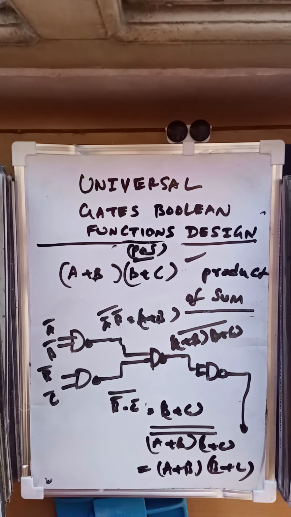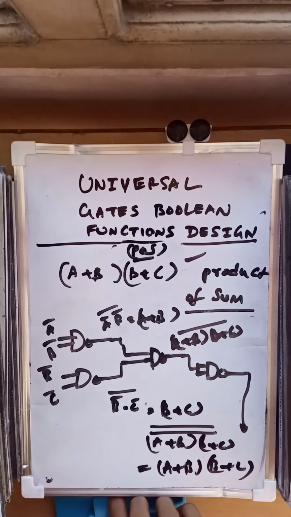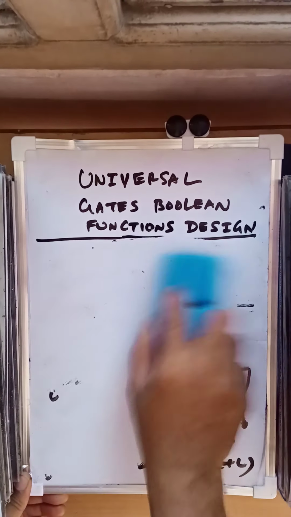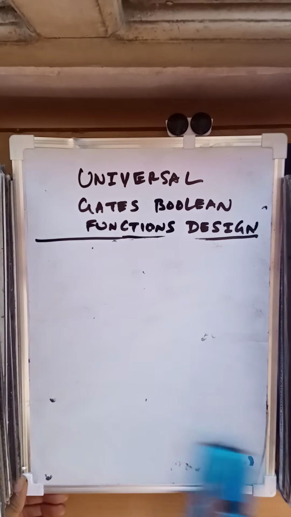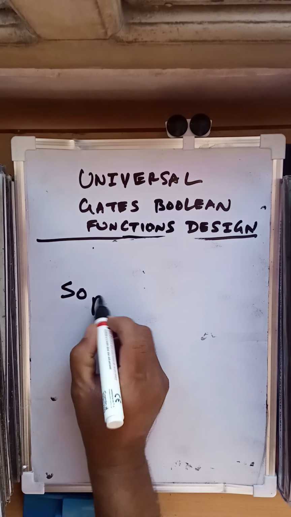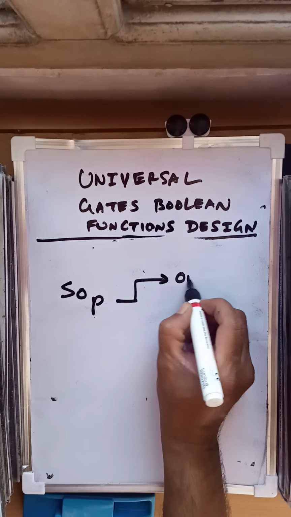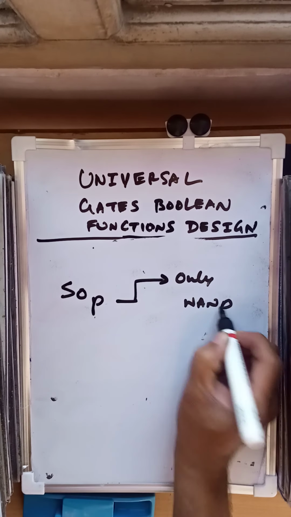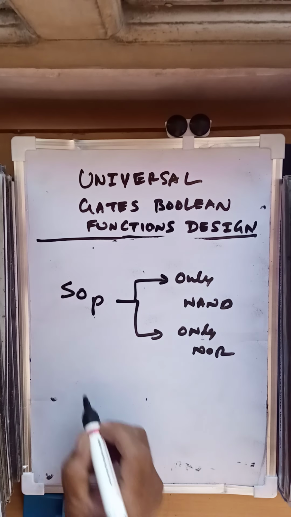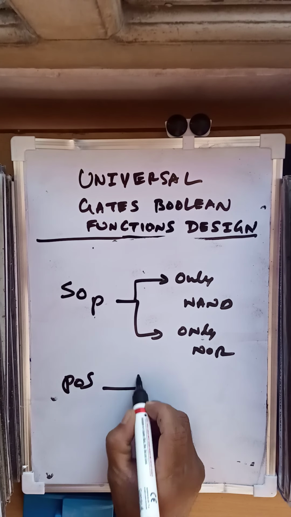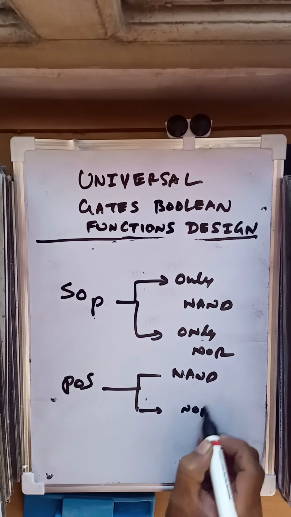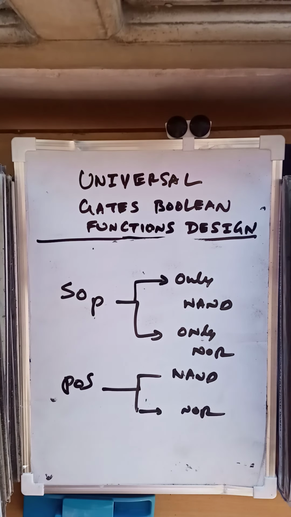Thus we can implement all by using NAND gates and NOR gates. That means the final conclusion: the sum of products can be implemented with only NAND gates and with only NOR gates. Next, POS, product of sums, also with only NAND gates and only NOR gates. So this is the conclusion of this class.